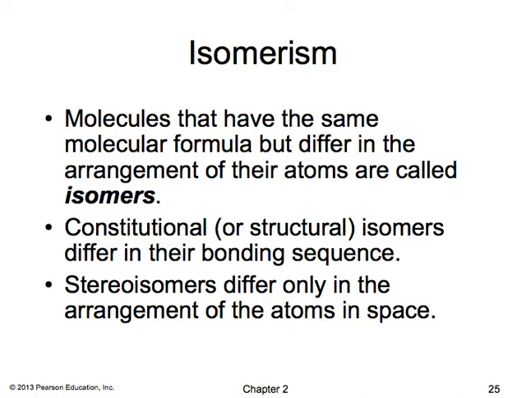Molecules that have the same molecular formula but differ in the arrangement of their atoms are called isomers. Constitutional or structural isomers differ in their bonding sequence. Stereoisomers differ only in the arrangement of the atoms in space.